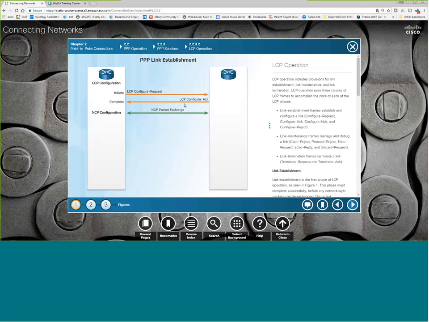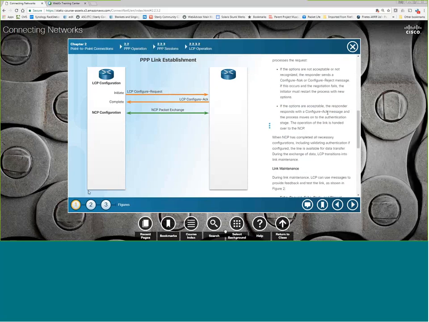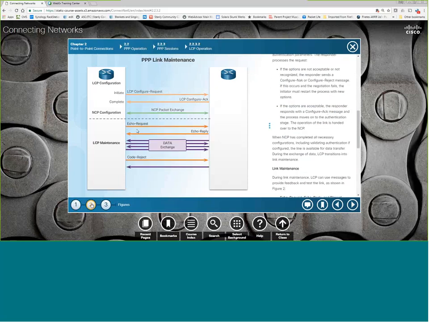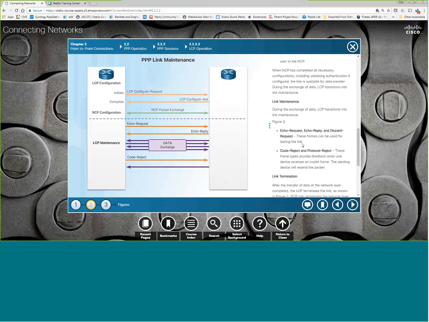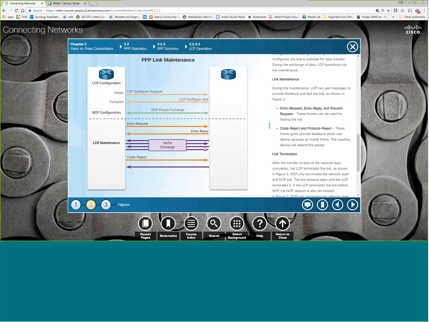So here it is. As far as establishment, there's an LCP configure request and an LCP configure ack. In other words, here's all the things I want to do: authentication, link management, quality, those types of things. The other side will say, okay, I agree. LCP comes up, and then NCP will take off and start running. At this point, they do an echo request, echo reply, and then during the entire exchange you do have data exchange and the ability to send the data and also change or maintain the link as it's up and going.